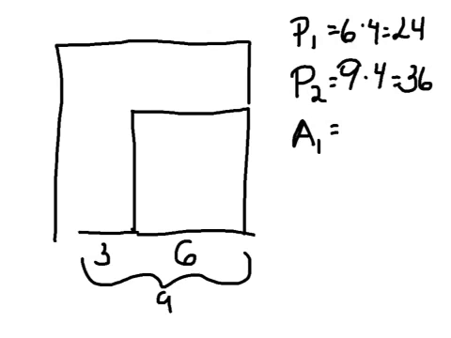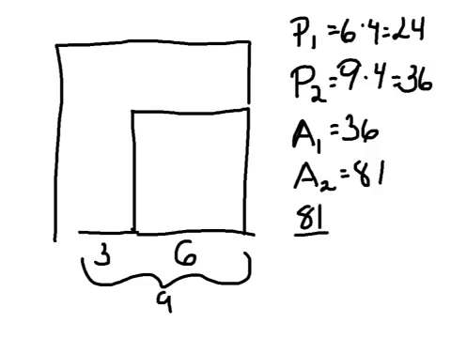Area 1 is equal to 6 times 6 is 36. Area 2 is equal to 81. Okay, those are bigger numbers. Can we tell what that is in comparison? Let's divide 81 by 36. What do we get when we divide 81 by 36? We get 2.25.